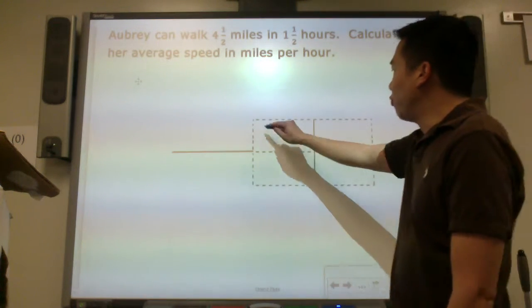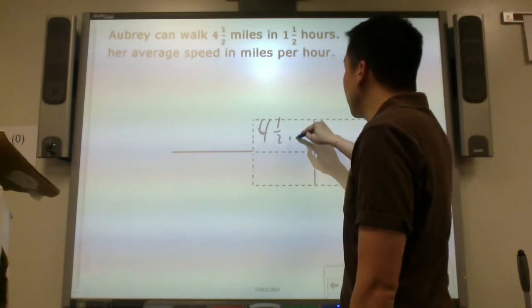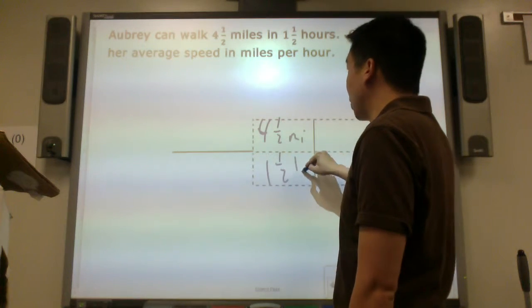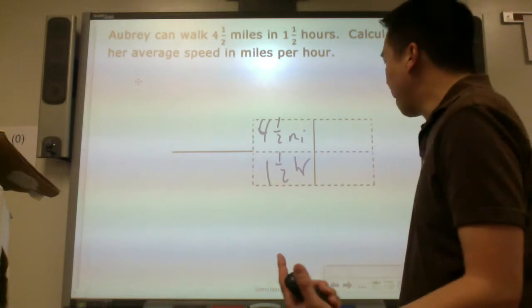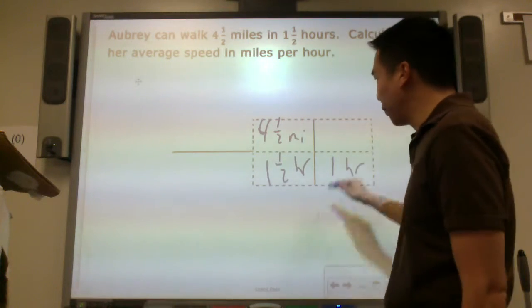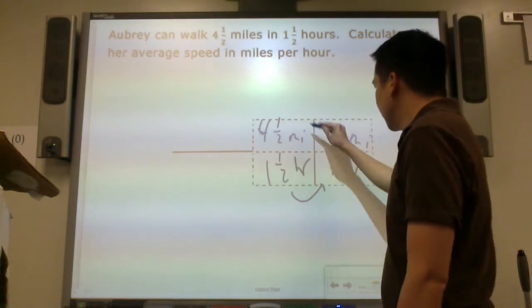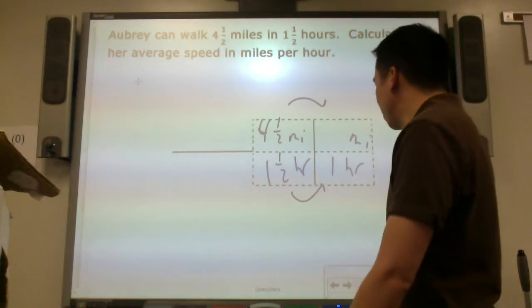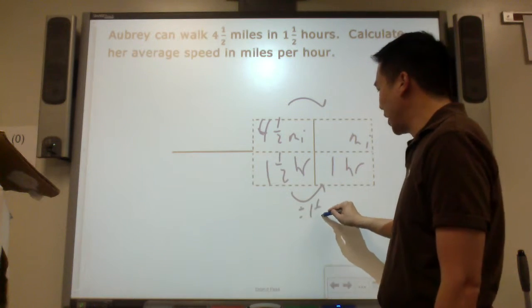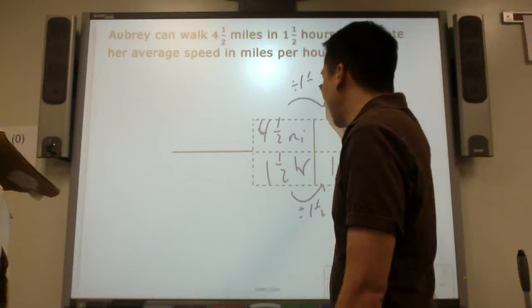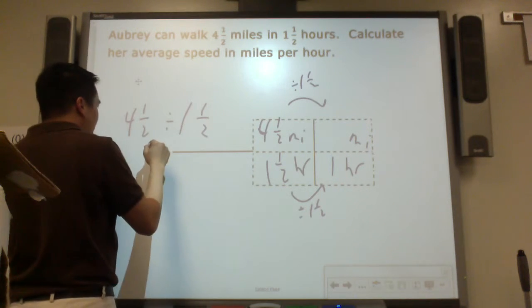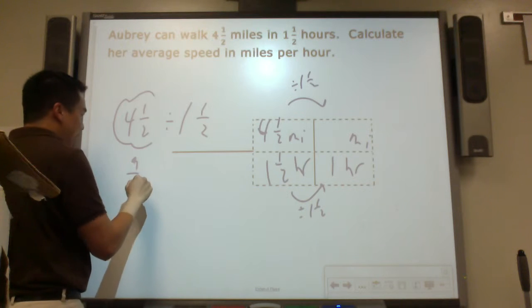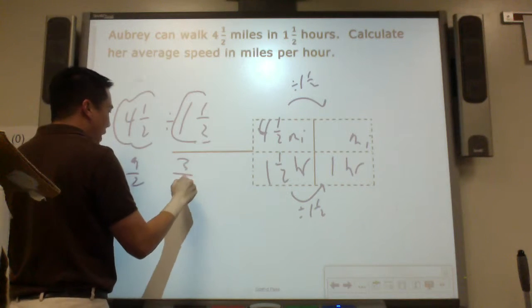Aubrey can walk 4.5 miles in 1.5 hours. Find her average speed in miles per hour. That's for every 1 hour. So help me break this down from 1.5 hours to 1 hour. I divide by 1.5. 4.5 divided by 1.5. Turn it to an improper fraction. That's 9 halves divided by 3 halves.